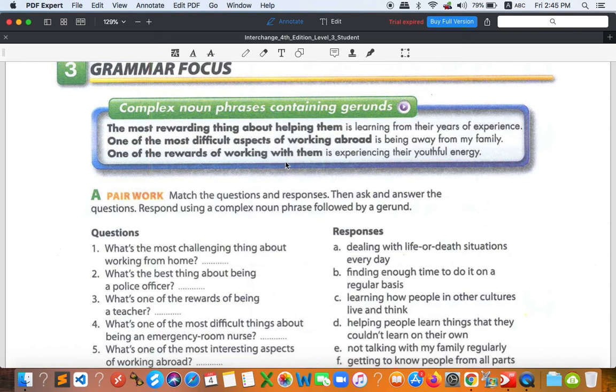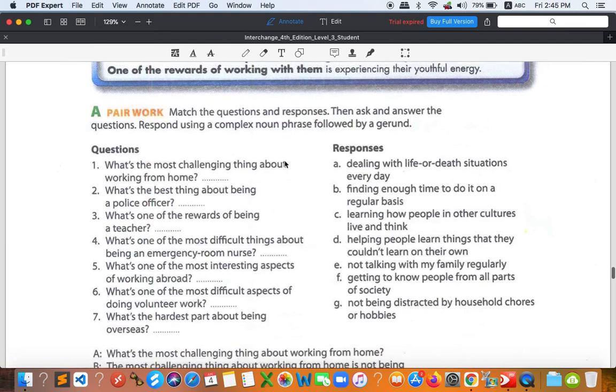That's it. All right, so now you can try exercise A here, questions and responses. Okay, matching between these two columns.